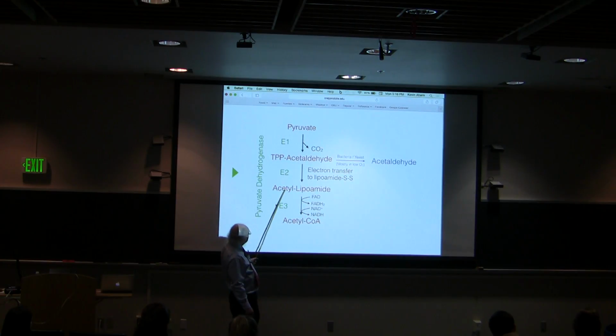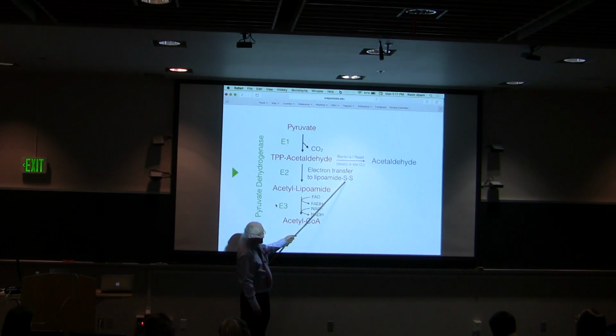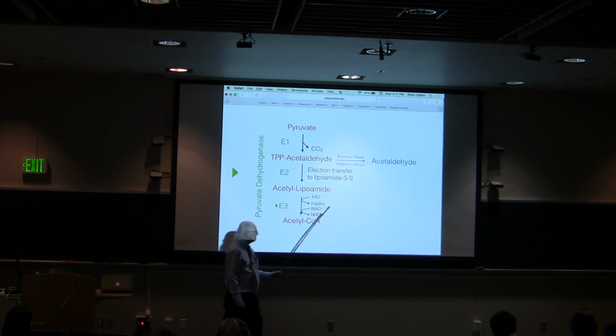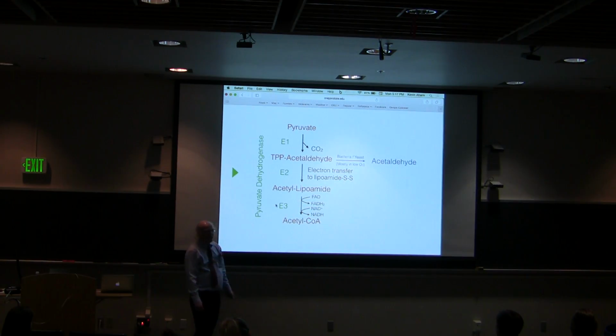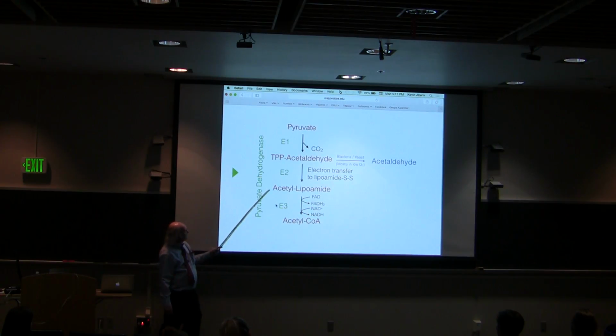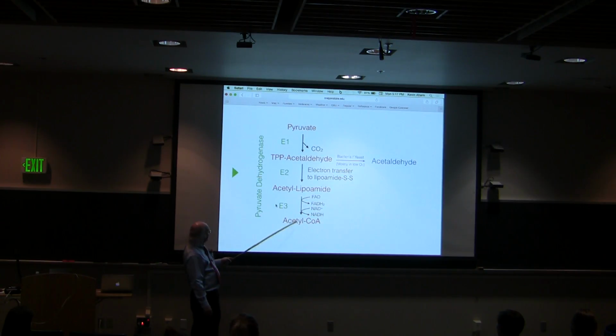So when you see this acetyl group, you know an oxidation has happened. The acetaldehyde is getting oxidized. The disulfide bond is getting reduced. So we have a reduction here. Now we have an acetyl group. All we have to do is transfer the acetyl group to a coenzyme A. That's not even shown on here, but there's a coenzyme A that comes in, and we get acetyl-CoA.